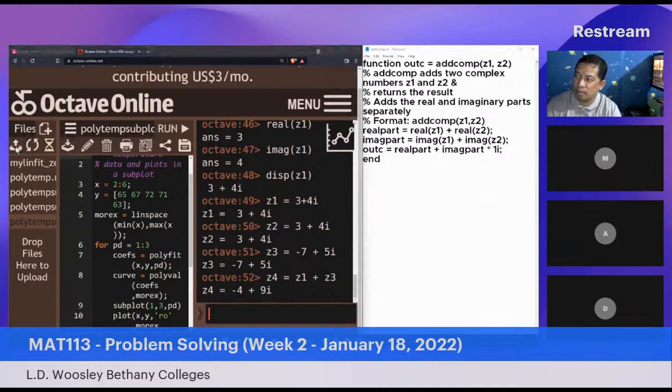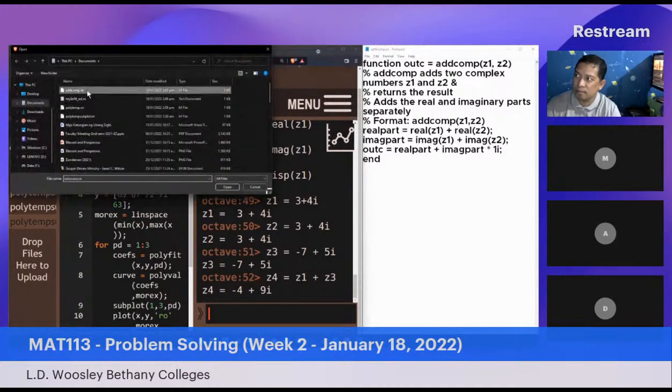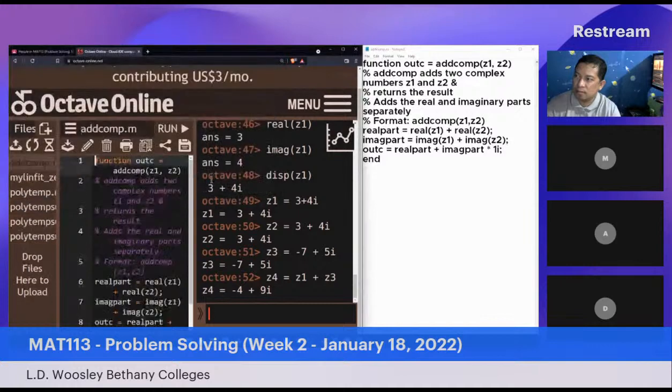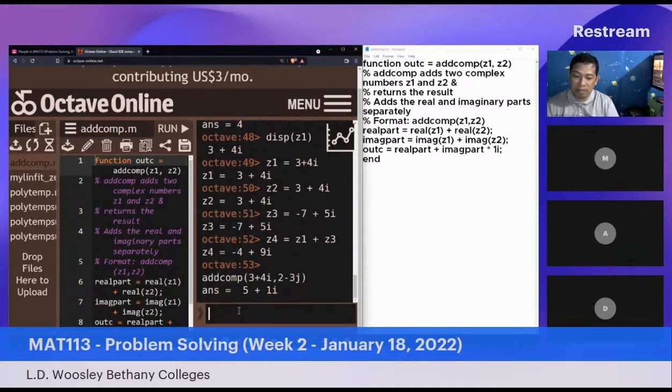Yeah, let's upload. Okay, so here, add comp or complex. So perhaps we could try here 3 plus 4i and 2 minus 3j. So that's another way to express complex form. So we have an expected answer of 5 plus 1i or simply i. Okay? So tama yung script. So tama siya.